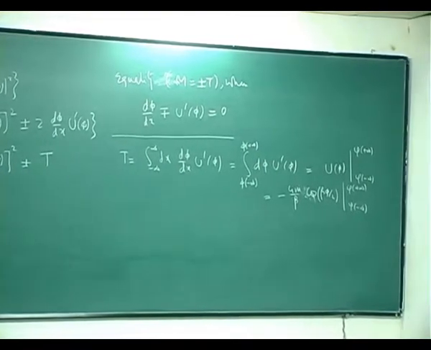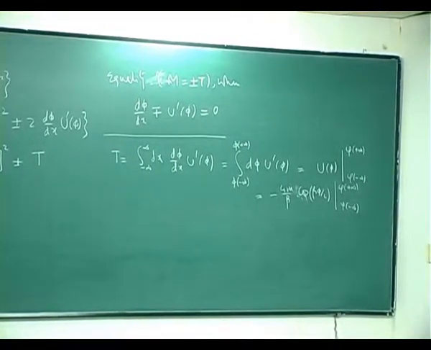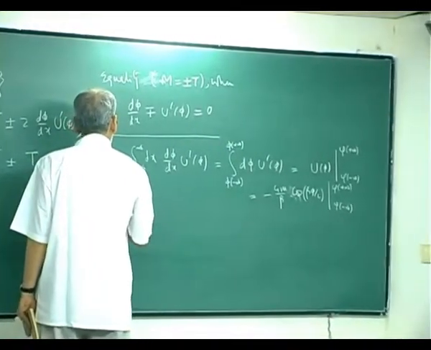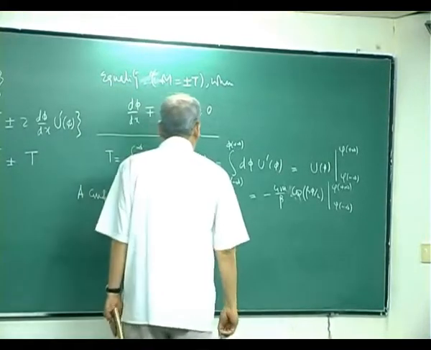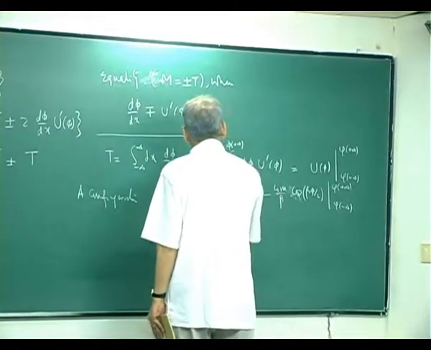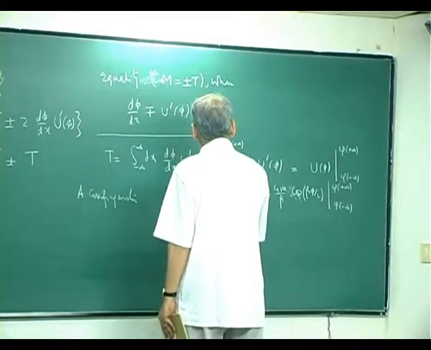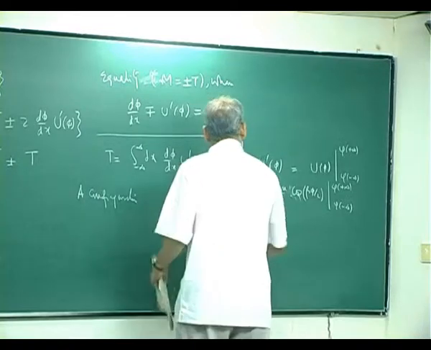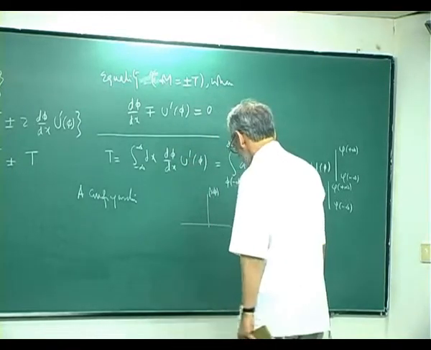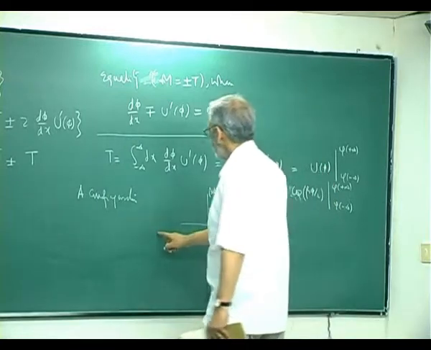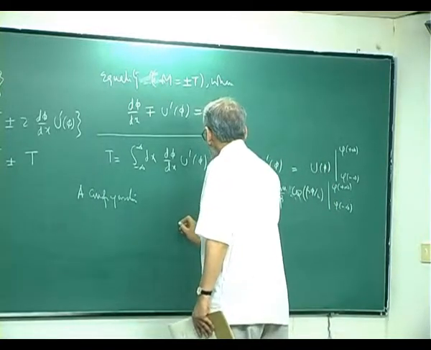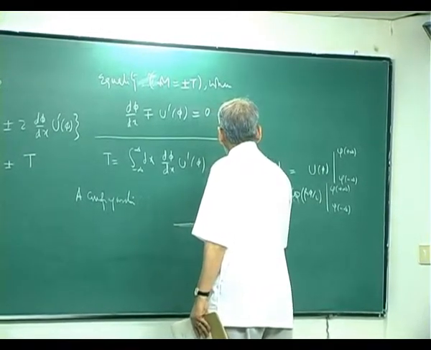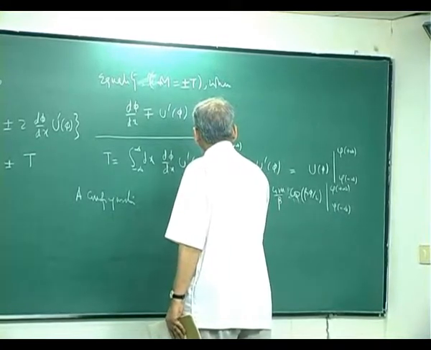Now let me think of a configuration which has the nice property, a configuration which, if I plot beta phi as a function of x, at x minus infinity it is 0, and at x plus infinity it is 2 pi.